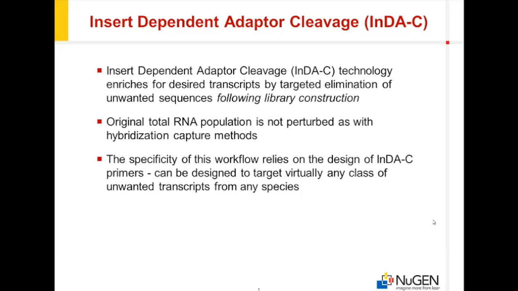What's important about this method is these InDA-C primers have a high degree of flexibility. They can be designed to target virtually any class of transcripts that you would like to remove from your library across a broad range of species. For example, InDA-C can be used to reduce ribosomal RNA levels, but also different categories of transcripts which may also be abundant in your sample and not desired in the final library or the final data set.